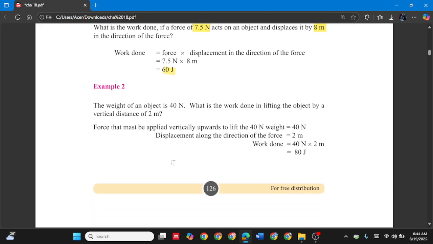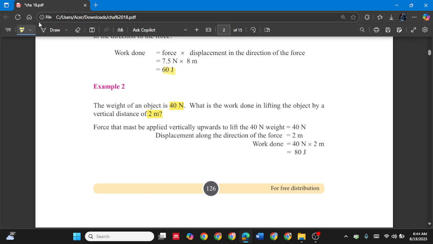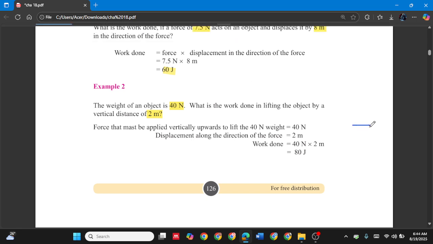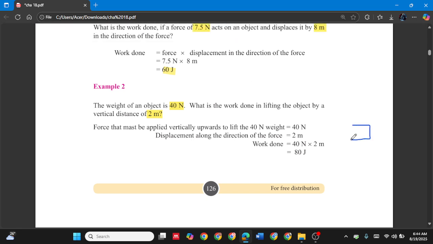Then example 2: the force is 40 Newton and the vertical distance is 2 meter. The weight of an object is 40 Newton. That means it acts downward. Weight acts downward. Then how far does it go downward because of that weight? It's 40 Newton.